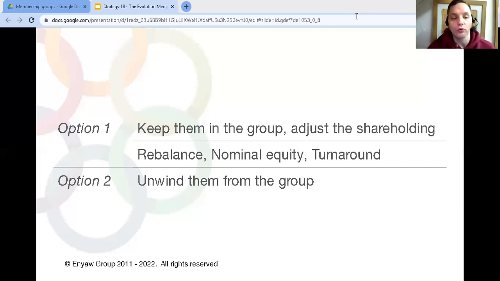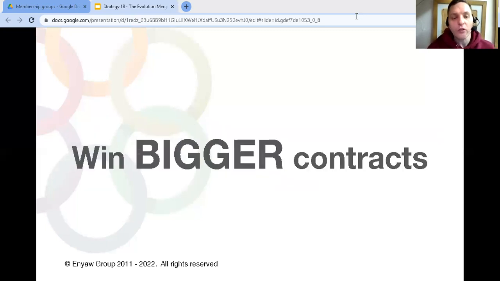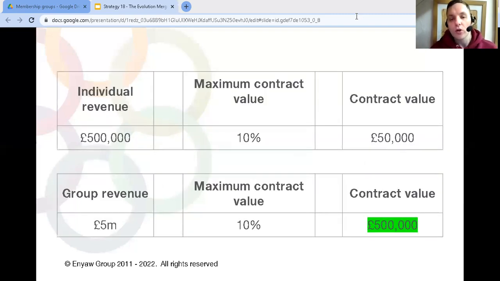There's no fixed rules. The other benefit of using this strategy is the larger the combined group is, the larger the contracts you can take on. Normally, when you tender a contract, they'll only award you a contract that's worth, say, 10% of your total revenue. So if you've got $500,000 in revenue, the maximum contract you'll get is 50,000. But if you're part of a group doing combined 5 million revenue, then suddenly you can access contracts up to 500,000 instead.